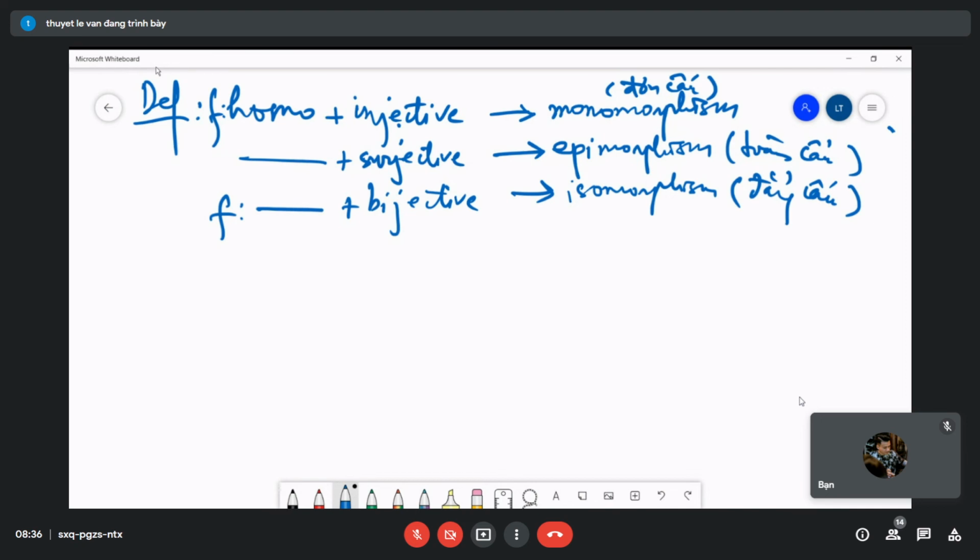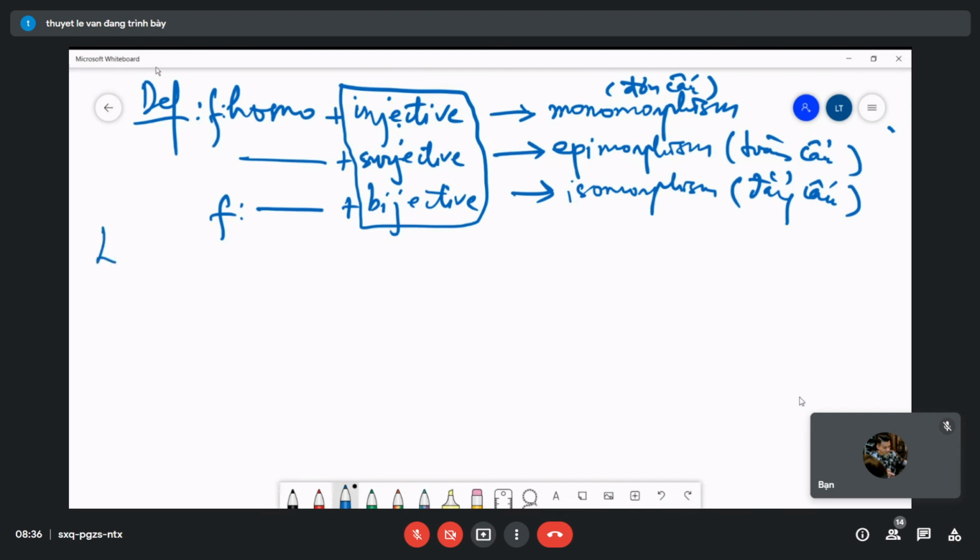So you remember that when you have the map, in Vietnamese that is called đơn ảnh, toàn ảnh, song ảnh. But here, if you take it with the homomorphism, then it will be called the monomorphism, epimorphism, and isomorphism. Okay. So now I will give many examples about this. That is for examples, and then we will use them later. Many times we will use this.